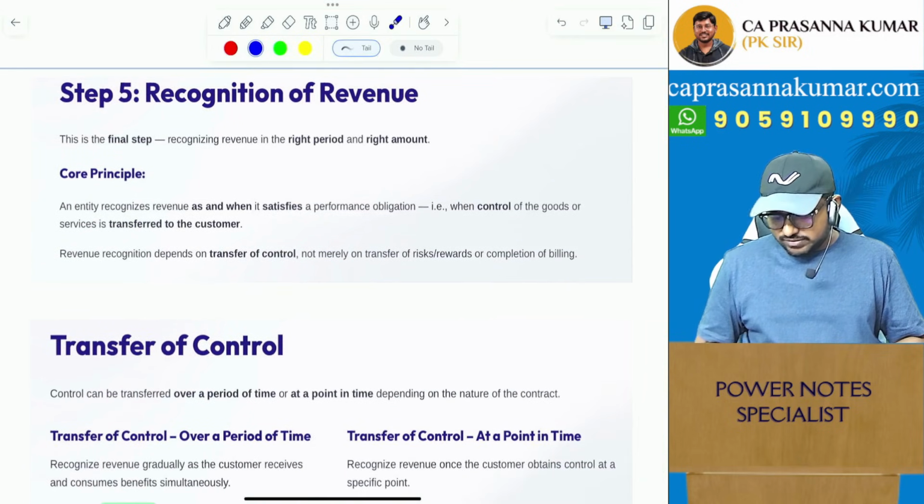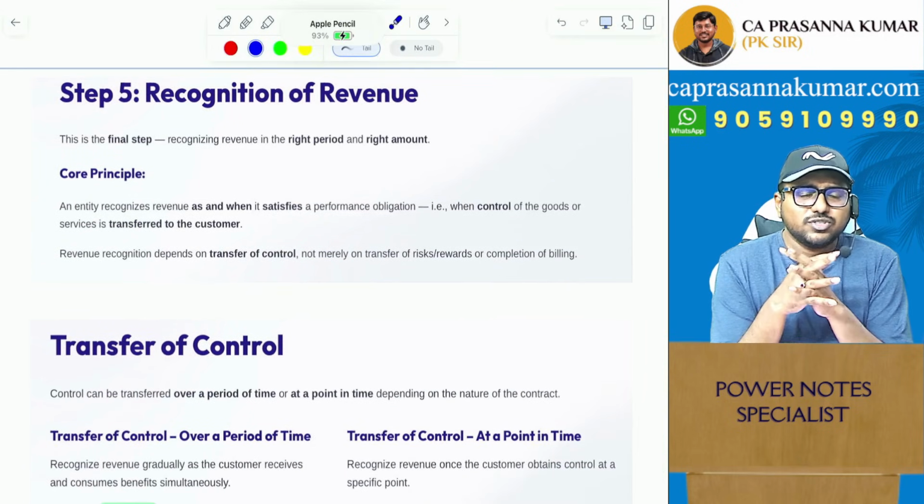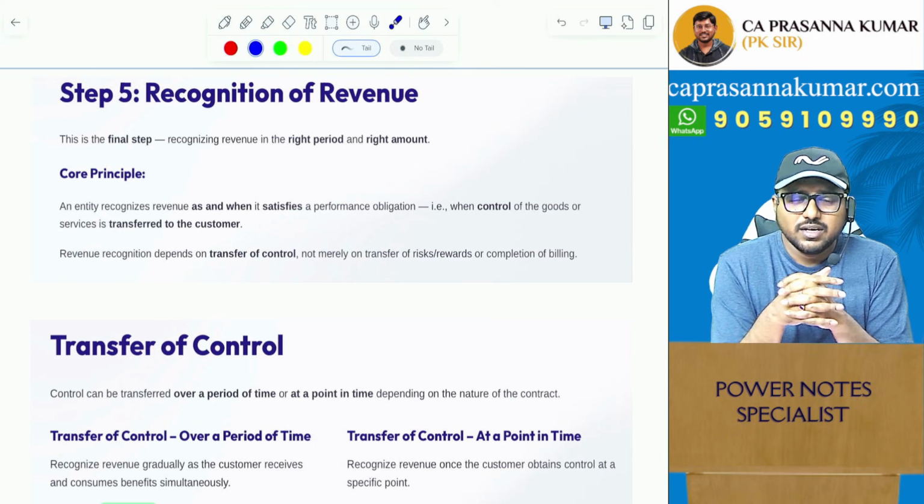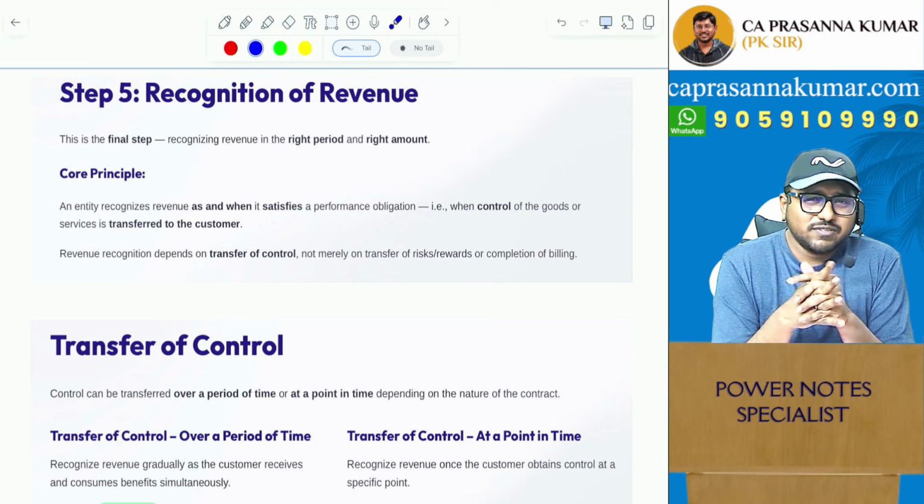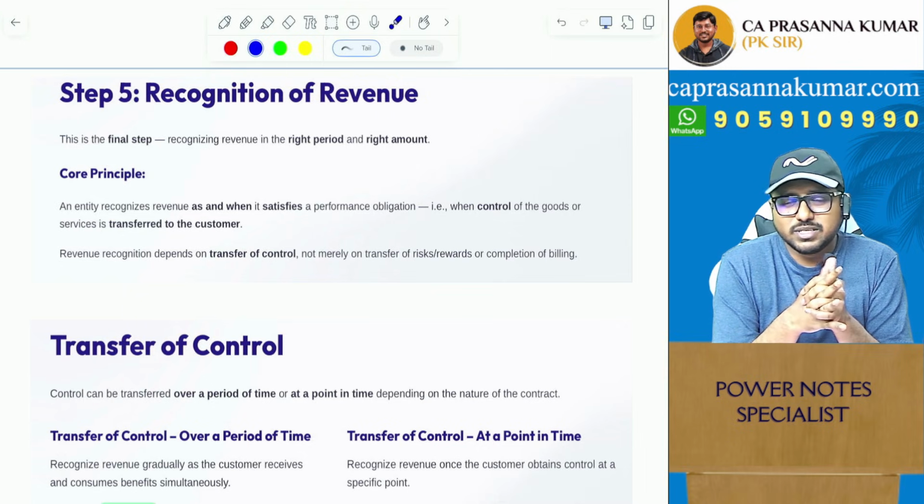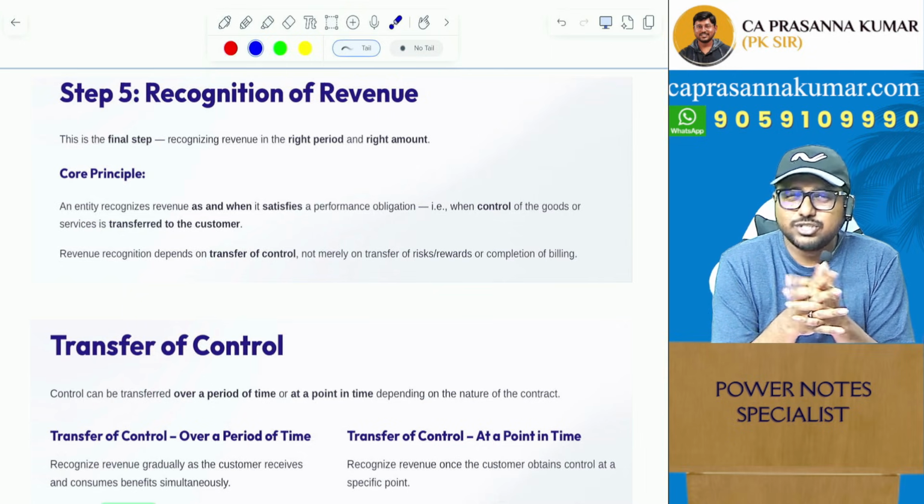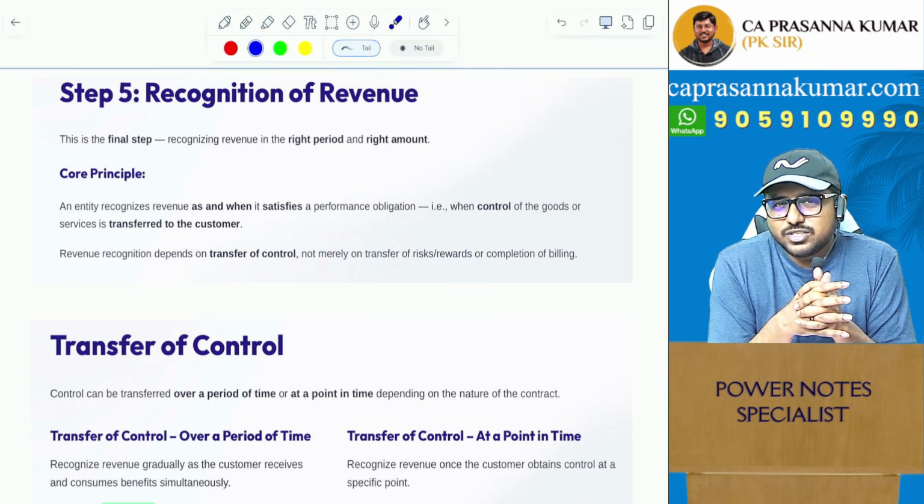So when it comes to step 4, it's very easy, and all you have to remember is you have to allocate in the ratio of SSP. SSP will generally be given in the question. If it is not given, you have 3 methods. In that, the first method is the adjusted market assessment method. The second method is cost plus profit margin. These two are not that important. The third method, the residual approach, is very important.